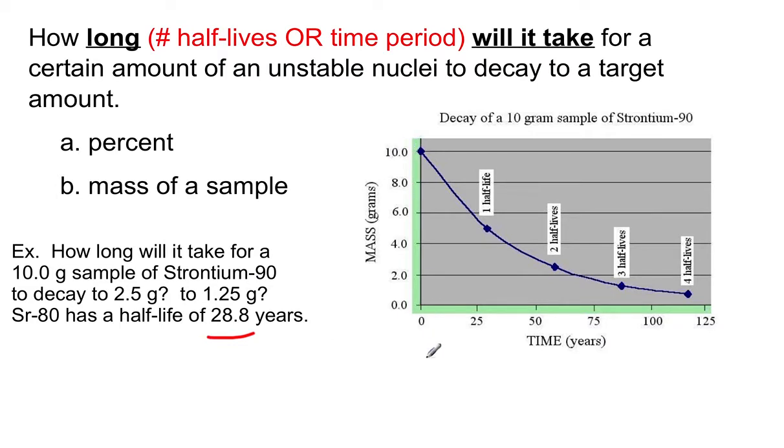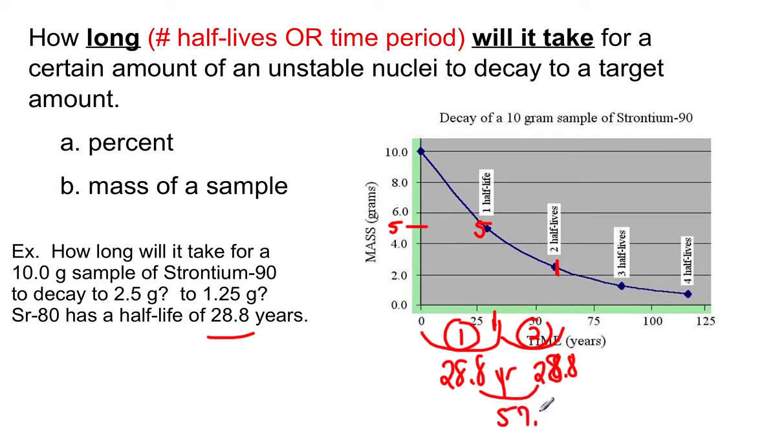So we start at 10. One half-life goes by right here at the 28.8-year mark. So that's one half-life, and we get from 10 down to half, down to 5. So after 28.8 years, we get to 5, and then we take half of that after another 28.8 years has passed. So this is the second half-life. And here we are at the 57.6-year mark. So 57.6 years has gone by to get us to the second half-life. 28.8 plus 28.8, and that's half of 5, which is 2.5. So that's how we could use a graph to figure out how long it takes to get to 2.5 grams.